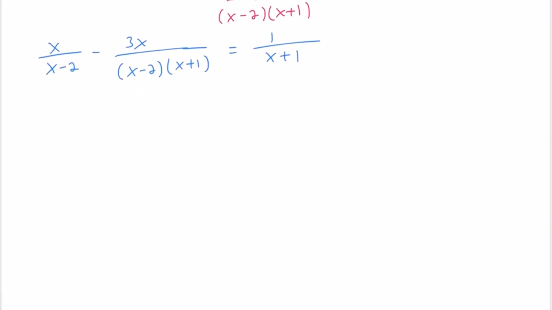We have the variable in the denominator, so we need to find the values to exclude. So focus on the denominator. On the denominator, we have the group x minus 2, and this cannot equal 0. Add 2 over, so x cannot equal 2. And then we have the group x plus 1 cannot equal 0. Minus 1 over, so x cannot equal negative 1.